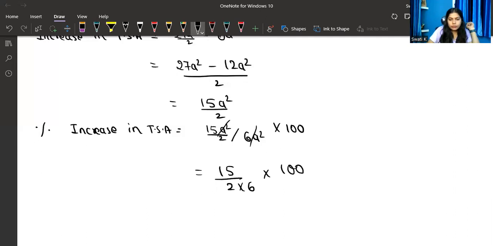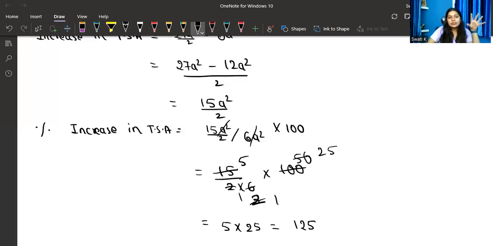Simplifying: 2 times 5 is 10 and 0, and this will become 2 times 3, 6, or 3 times 2, 6, and 3 times 5, 15. And this will become 2 times 25, 50. So what we are getting is 5 times 25, and what is 5 times 25? 5 times 25 is 125. So what is the percentage increase in the total surface area? The percentage increase in the total surface area is 125%.